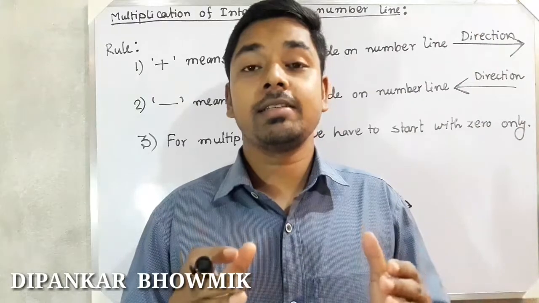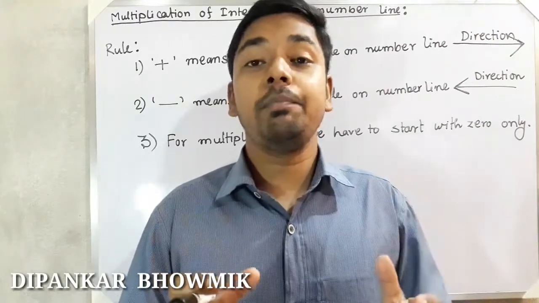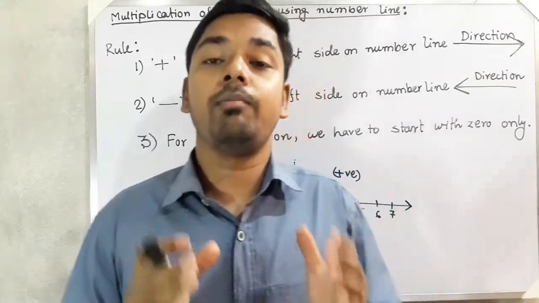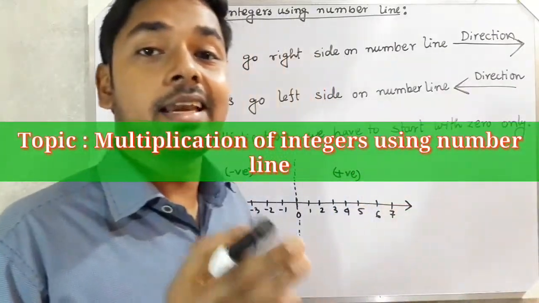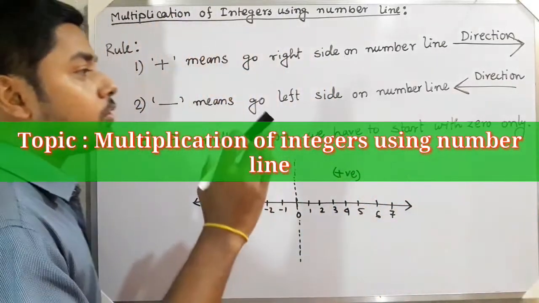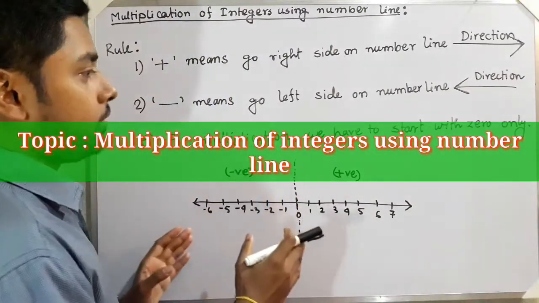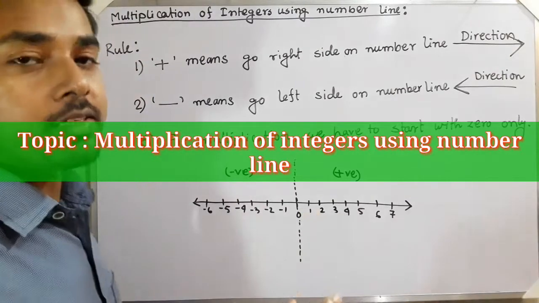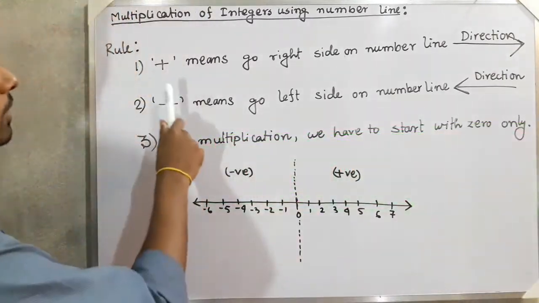Today we will discuss the multiplication of integers using a number line. How can we multiply two integers using a number line? First, we will look at the rules to multiply two integers using a number line. So what is the first rule?